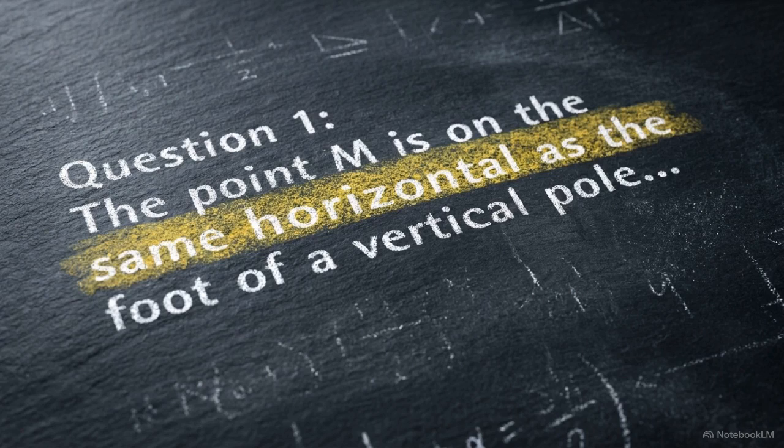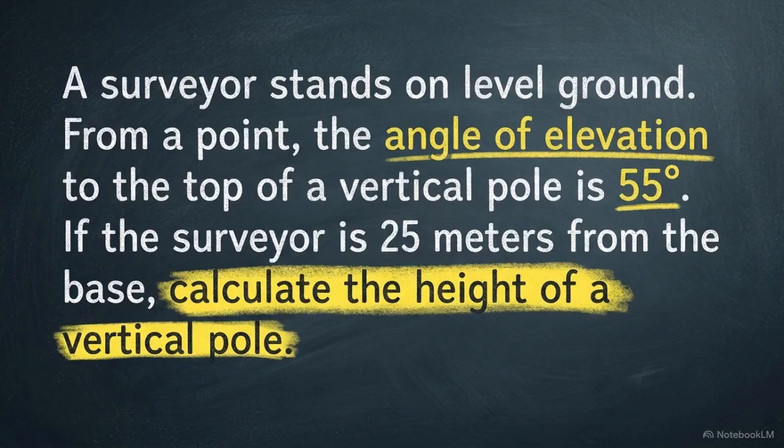Welcome, dear student. This text shows the exact wording of question 1 from the WAEC 2026 Mathematics exam. It asks us to calculate the height of a vertical pole using a given angle of elevation and a horizontal distance. To solve this, we start by turning the words into lines.